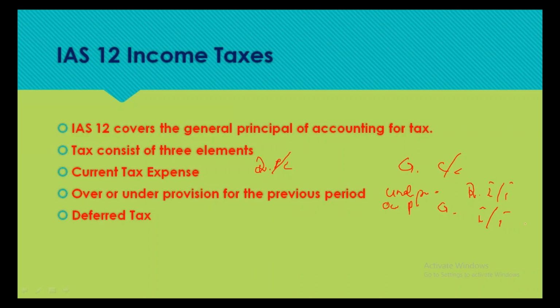So simply what you have to learn is this: any under provision of the previous year, add it to the current year income tax expenditure. Any over provision of the previous year, deduct it from the next year's income tax expenditure. That's all. If you remember that, that should be all right. You don't need to worry about the third component, deferred tax, because it's coming under F2. So just remember these things. We will be looking at some numbers later on.